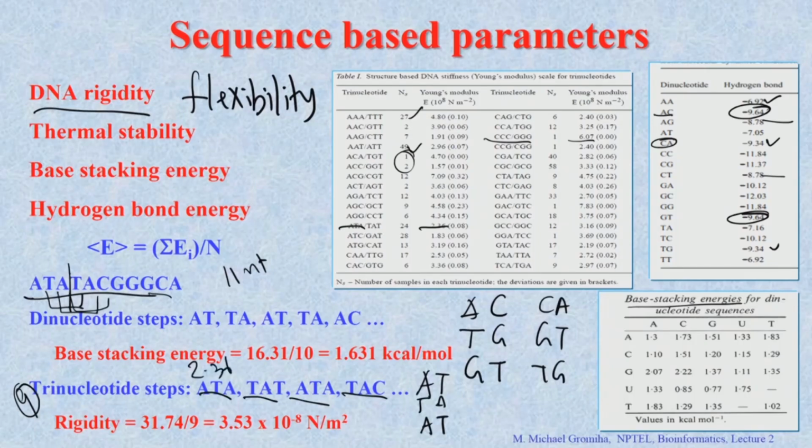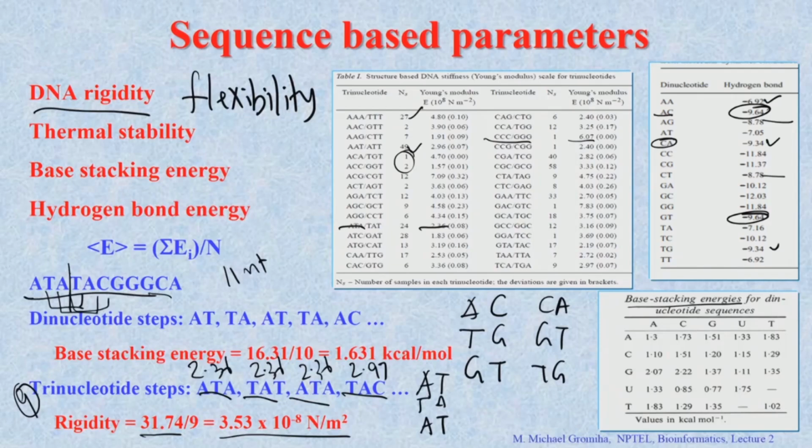Then what is the value for TAT? The same, 2.36. ATA is the same, 2.36, and TAC is 2.97. So add up all the values, and finally you will get 31.74, and divide by the total number of possibilities, that is 9. So 31.74 divided by 9 is equal to 3.53 times 10 to the power of Newton per meter square. So you will get the exact average rigidity for this particular DNA sequence.